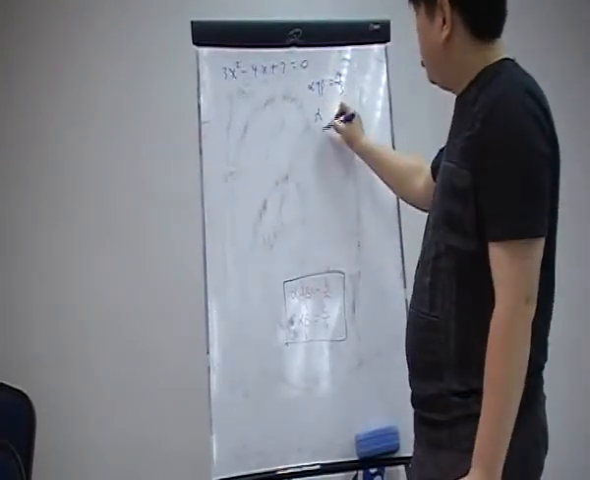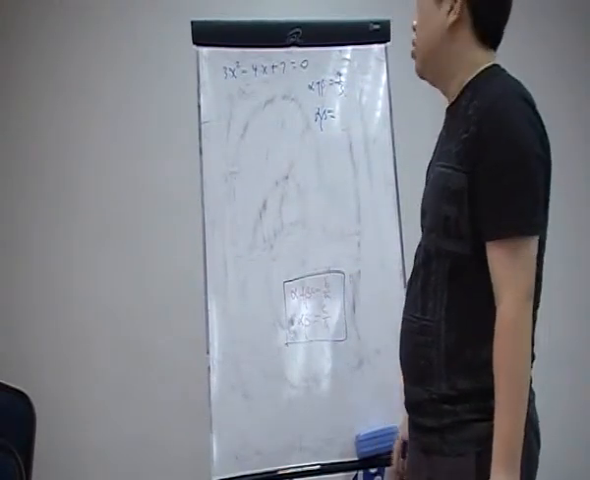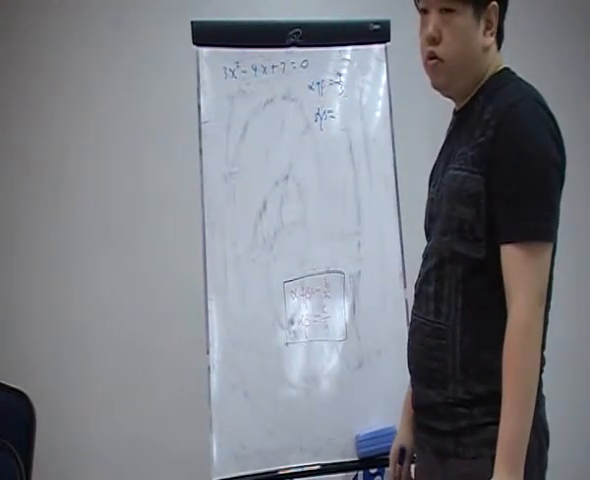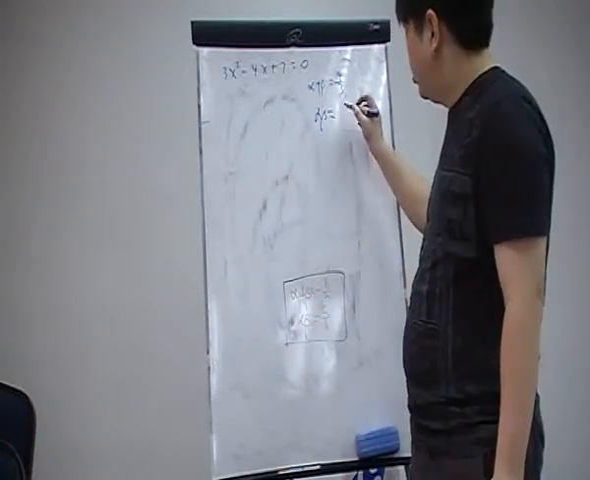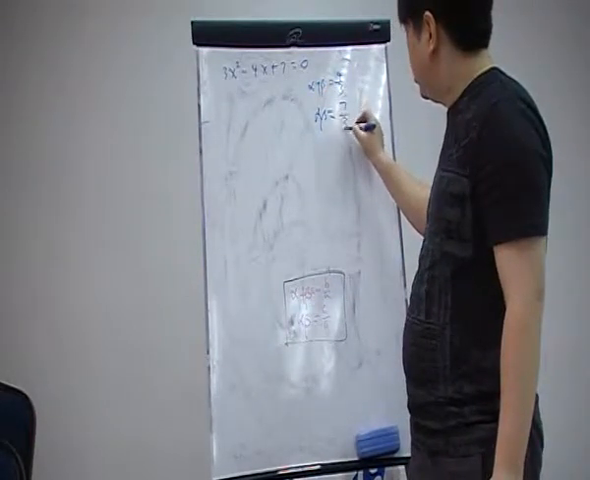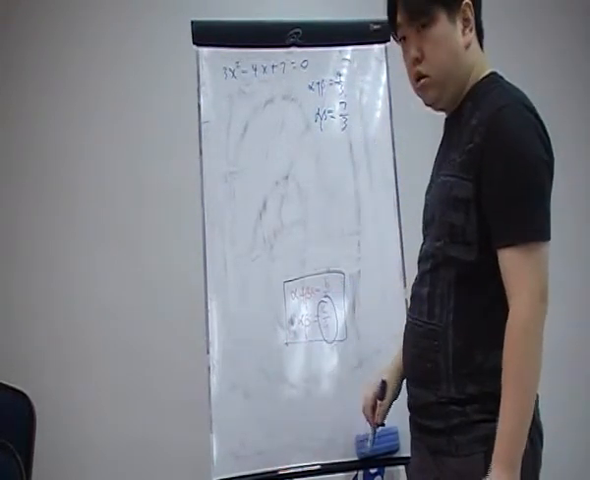What's the product of roots? Product of roots. You see, you're copying, so you're not listening. 7 over 3.